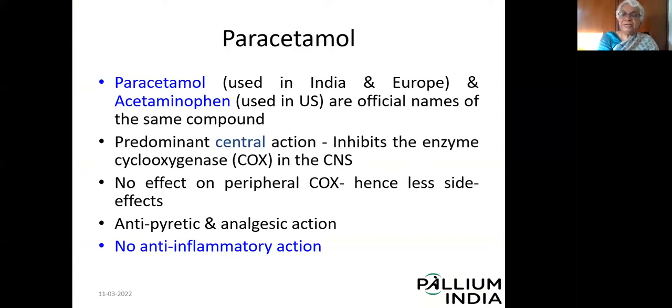It has a predominant central action. That is, it acts on the central nervous system. It inhibits the enzyme cyclooxygenase in the central nervous system. It does not have an effect on peripheral cyclooxygenase enzymes. And because of that, it has less side effects. It has predominantly an antipyretic analgesic action, but it does not have any anti-inflammatory action.